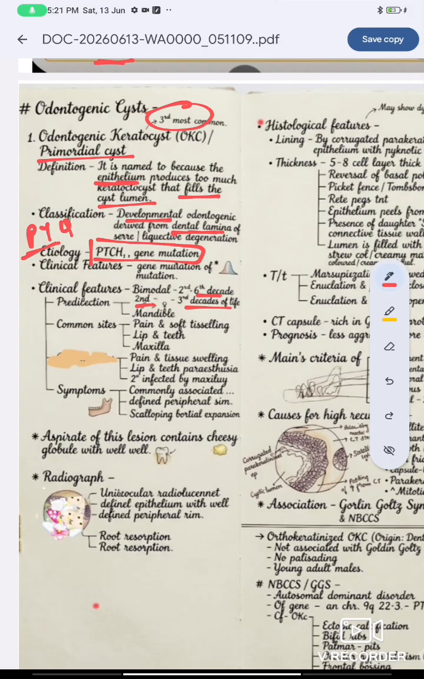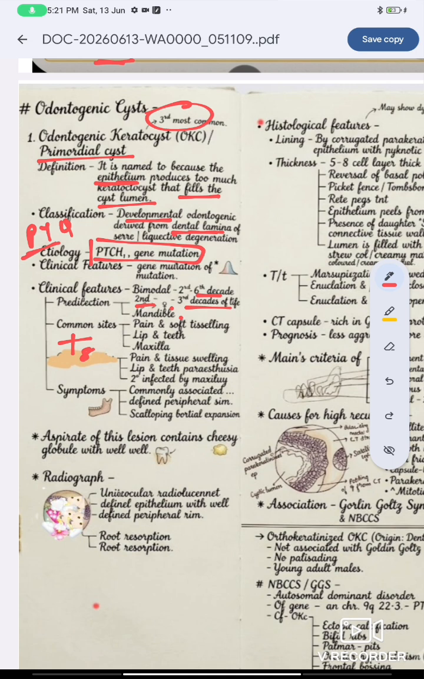Coming to the male and female predilection, it is more common in the females, more common in the posterior mandibular region. Common sites include those with presence of an impacted tooth, which is the lower 8, most commonly associated with mandibular impacted third molars.